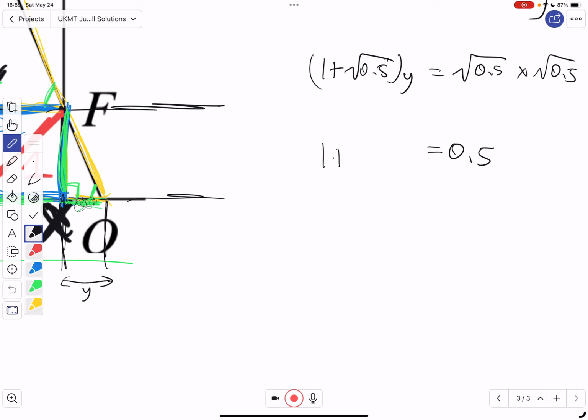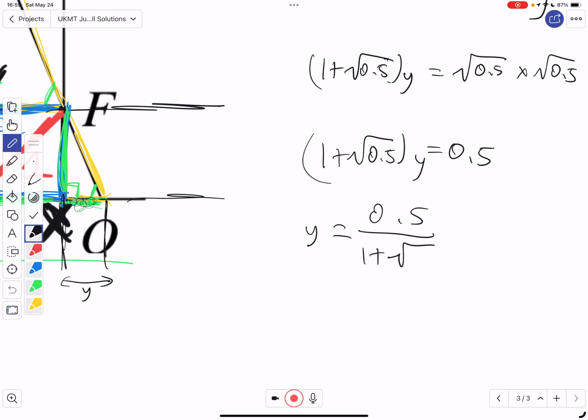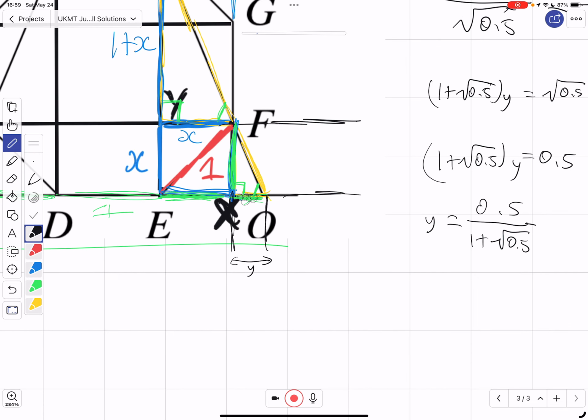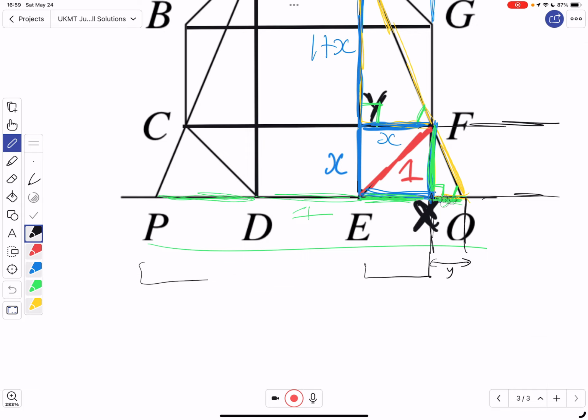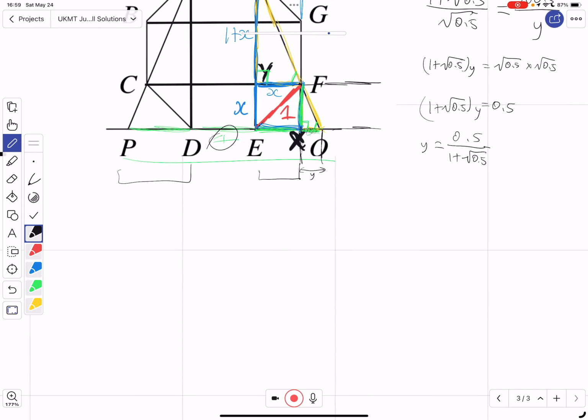Okay, 1 plus the square root of 0.5 times y. Now we're going to divide by 1 plus the square root of 0.5. Yeah, that's much easier. So y is equal to 0.5 over 1 plus the square root of 0.5. Okay, now we know y. We just have to add it to this thing, then multiply it by 2, then add 1. Then we know the answer.